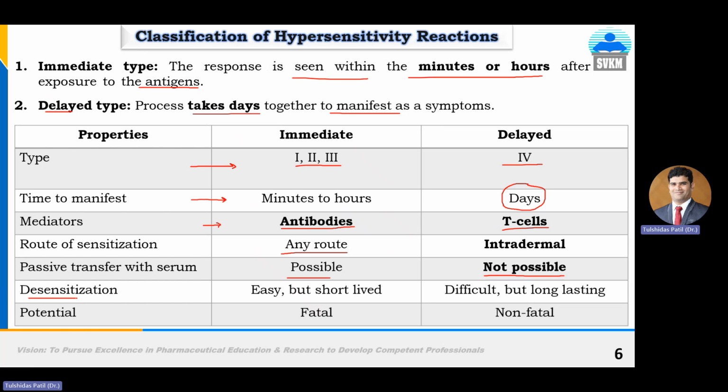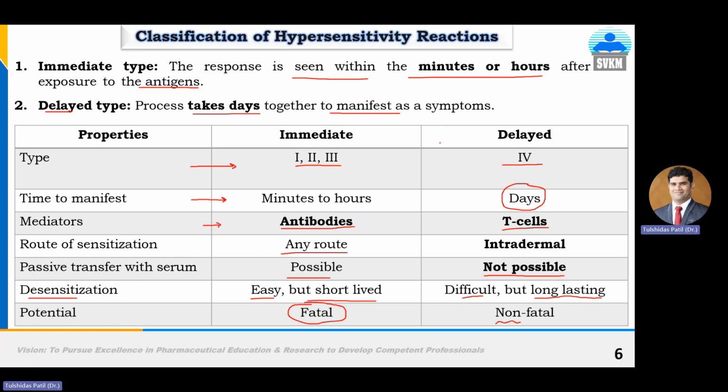Regarding desensitization, it is easy to desensitize immediate type hypersensitivity reactions, but it is short-lived. On the other hand, delayed type hypersensitivity reactions are difficult to desensitize, but the desensitization will be long lasting. If I consider the potential of hypersensitivity reaction, immediate type hypersensitivity reactions are mostly fatal, whereas the delayed are mostly non-fatal. So this is the basic broad differentiation between these two major categories, immediate and delayed type of hypersensitivity reaction.